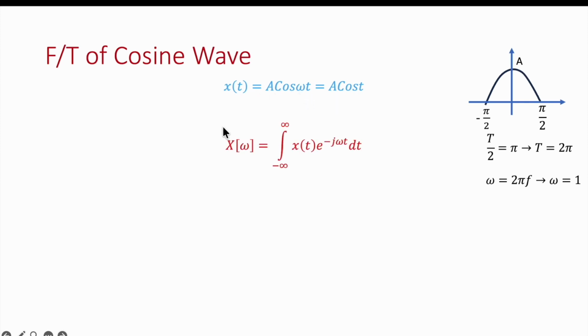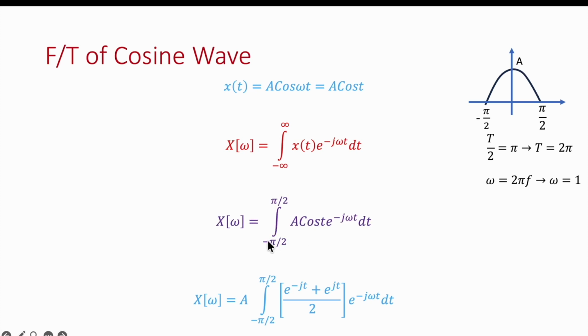t. And we know the formula for the Fourier transform: X of omega is equal to the integration from minus infinity to infinity of x(t) e raised to minus j omega t dt. We will insert x(t) here, that is A cos t. Then we can write the limits, because the limits of the signal are from minus pi by 2 to pi by 2.